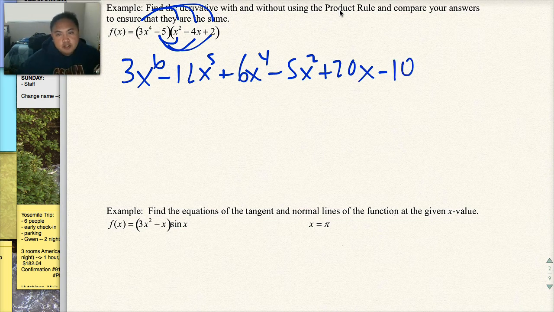Pretty long, but I've done it, right? I've just multiplied it out. There's nothing I can combine here. There's no like terms here, so all I'm going to do is just apply the derivative.